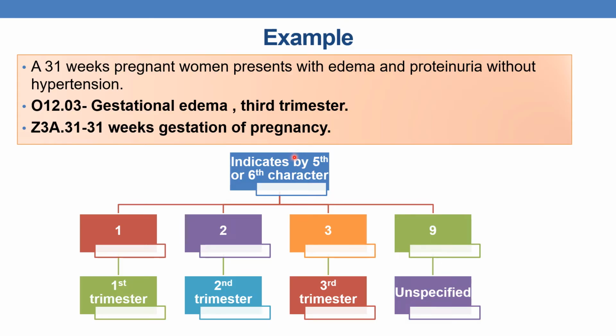Now, usually the trimester is indicated in the final character. It can be a fifth or sixth character. Final character 1 indicates first trimester, 2 indicates second trimester, 3 indicates third trimester, and 9 indicates unspecified trimester. Here you can see the final character. It is a fifth character: 1, 2, 3, 4, 5. Here 3 is the fifth character and it indicates third trimester because the patient is 31 weeks pregnant.